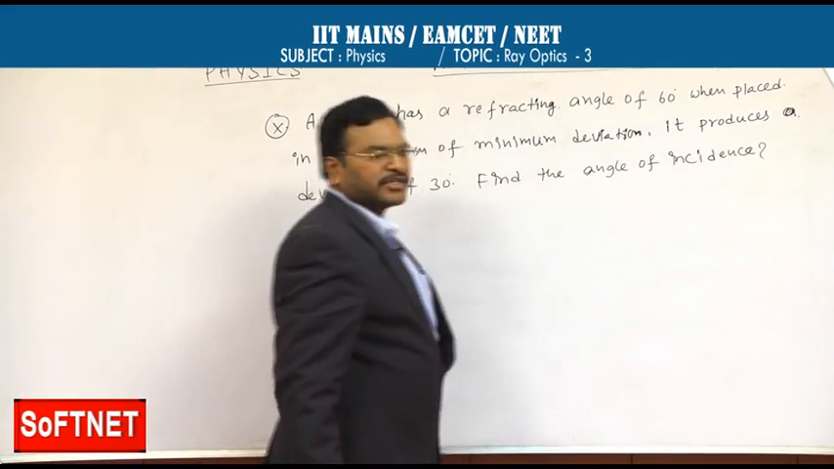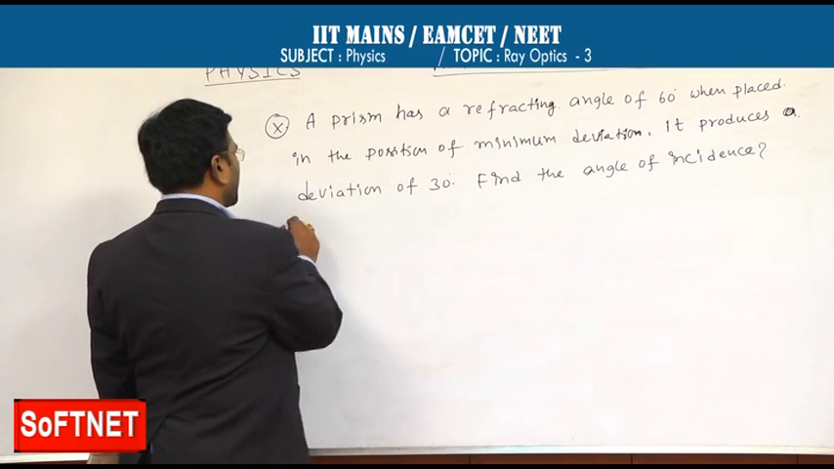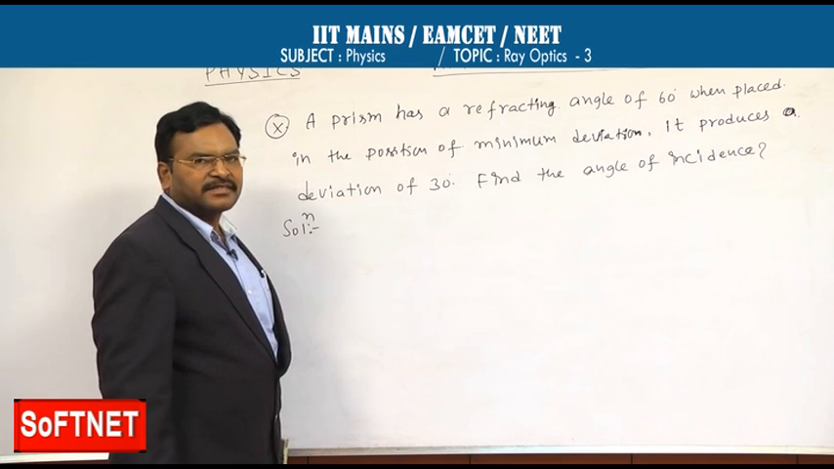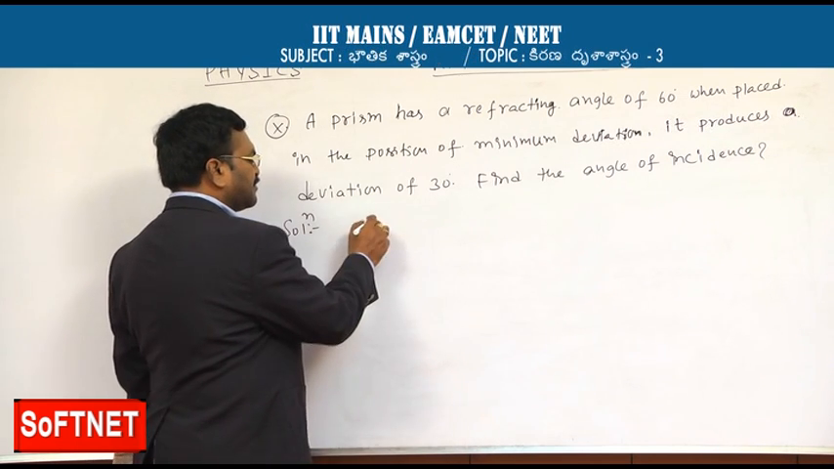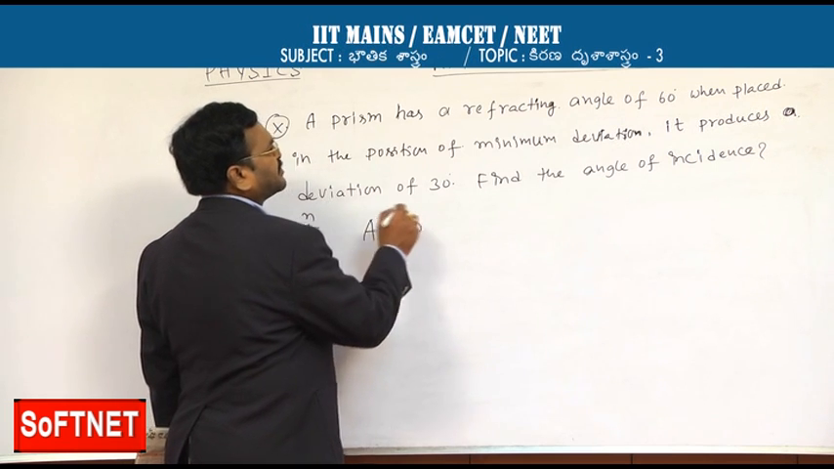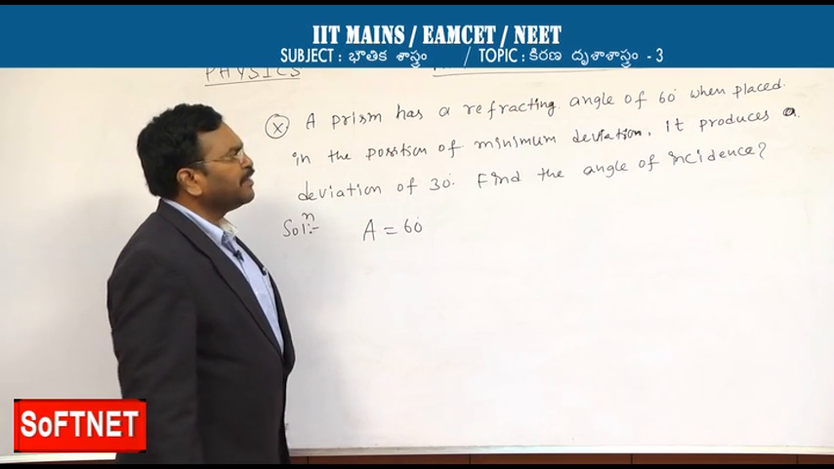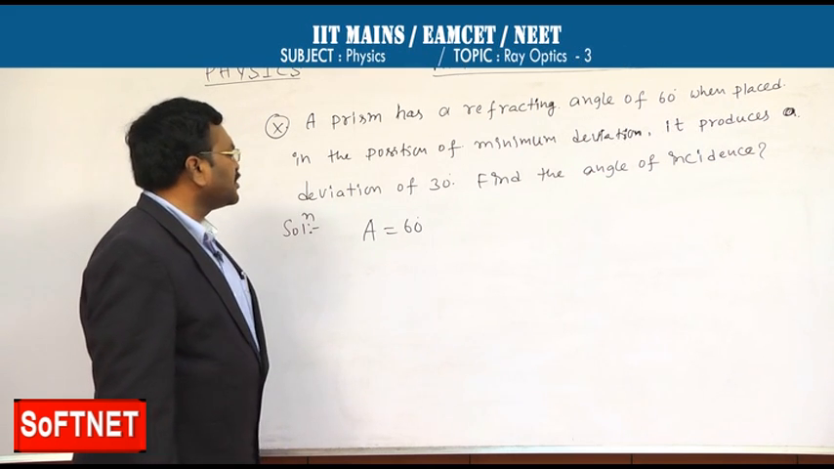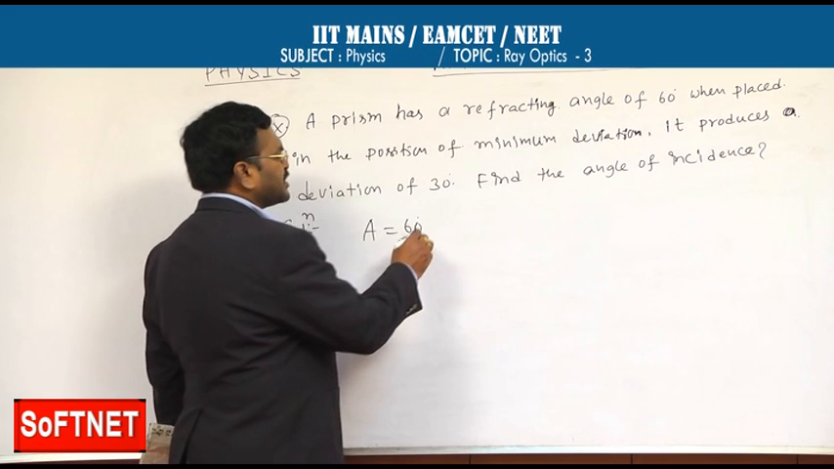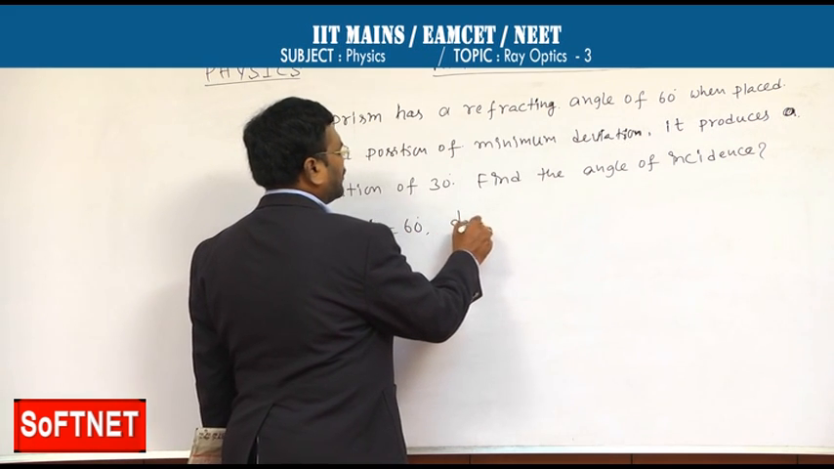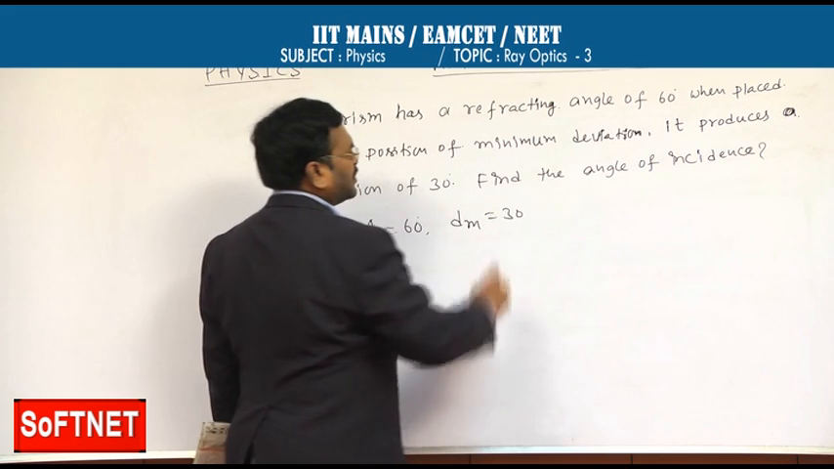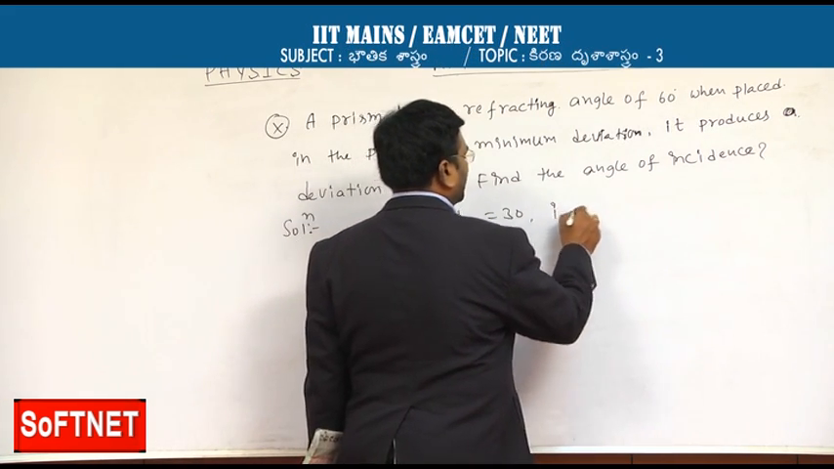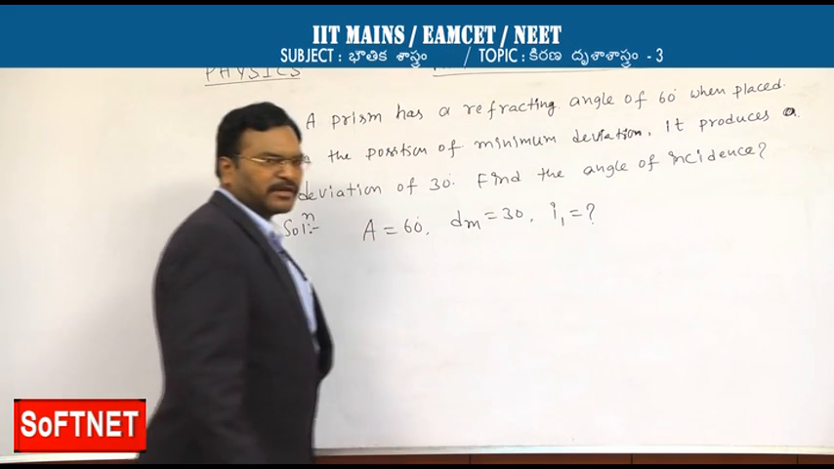Here what question do we have now? A prism has a refracting angle of 60 degrees. Refracting angle means what? Angle of the prism, 60 degrees. Placed in the position of minimum deviation, it produces a deviation. Minimum deviation how much here? dm, minimum deviation is equal to 30 degrees. Find the angle of incidence. Angle of incidence means what? I1. I1 is equal to how much?